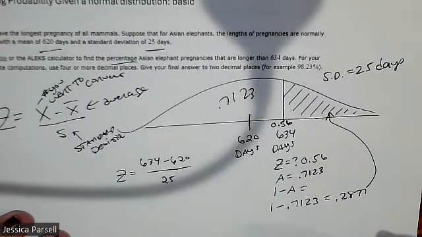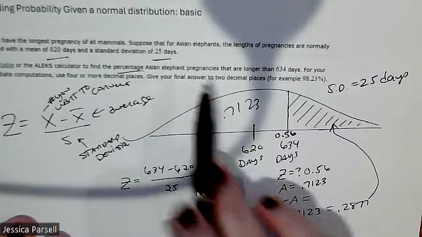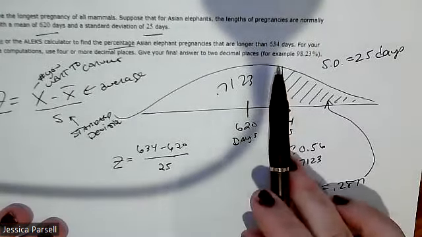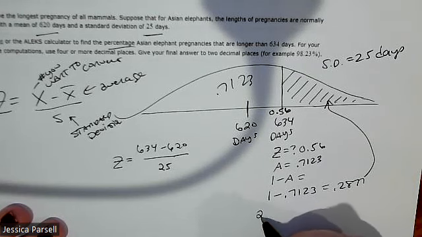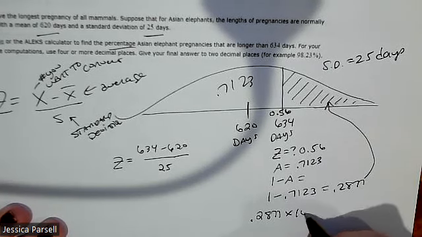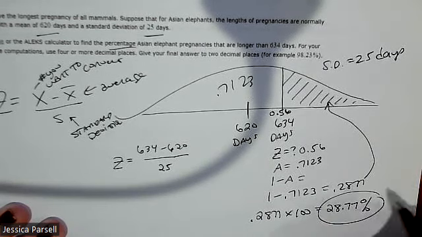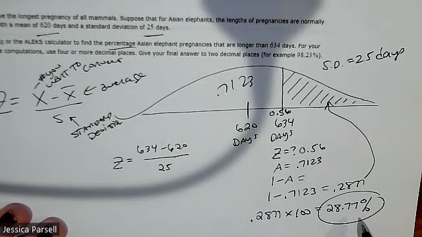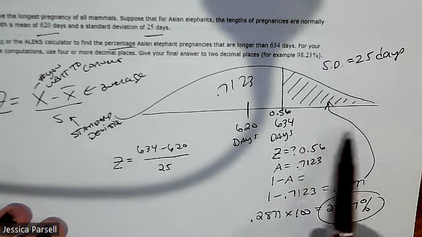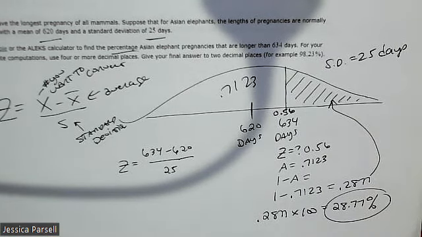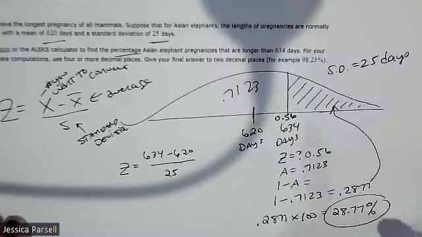Let's convert that to a percentage because they're asking for the percentage of Asian elephants that go longer than 634 days. Looks like 28%. So just go 0.2877 times 100 is equal to 28.77%. And it wants us to give our answer to 2 decimal places. So in the world of elephants giving birth, roughly 28, almost 29% of them are pregnant longer than 634 days. I guess that's how long it takes for them to give birth to another elephant. So that was a story problem or a word problem. Let's try another one.